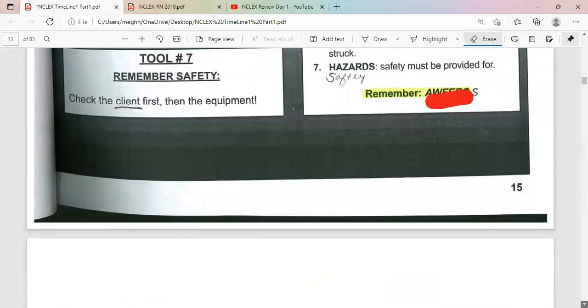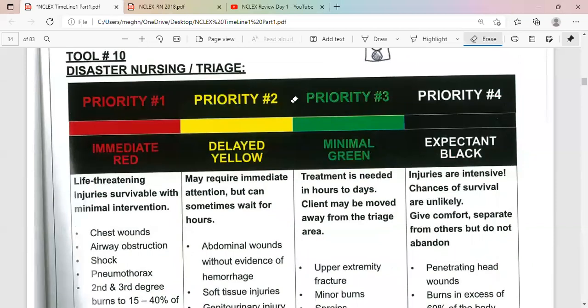So next here, we are talking about disaster nursing and triage.